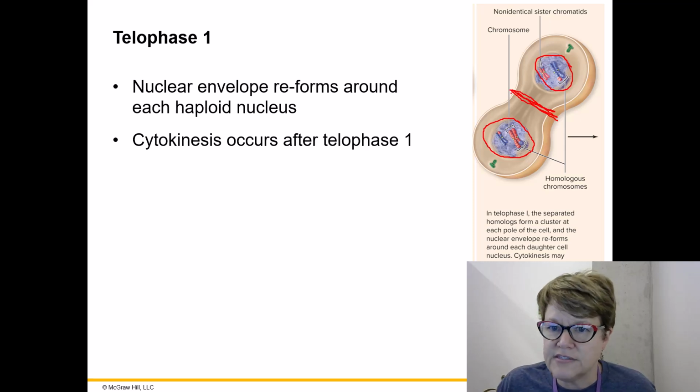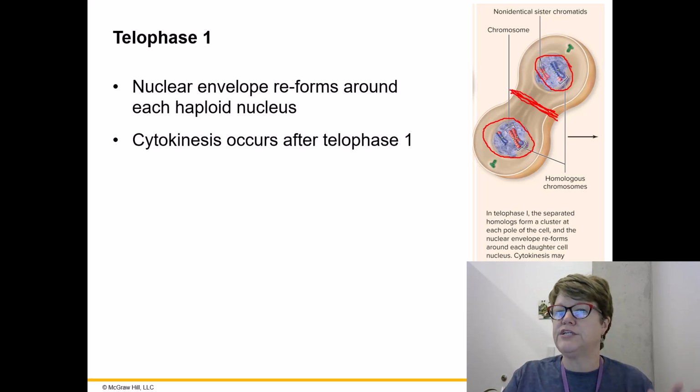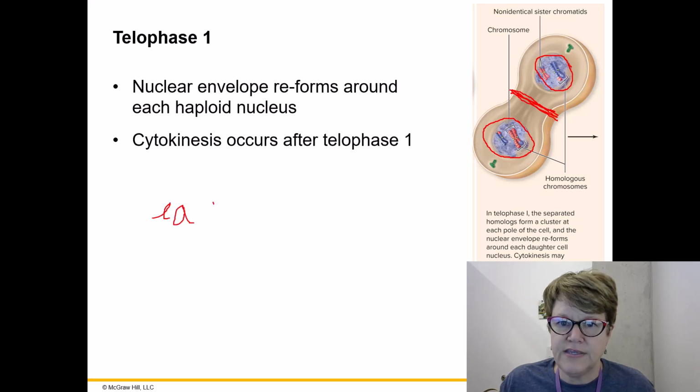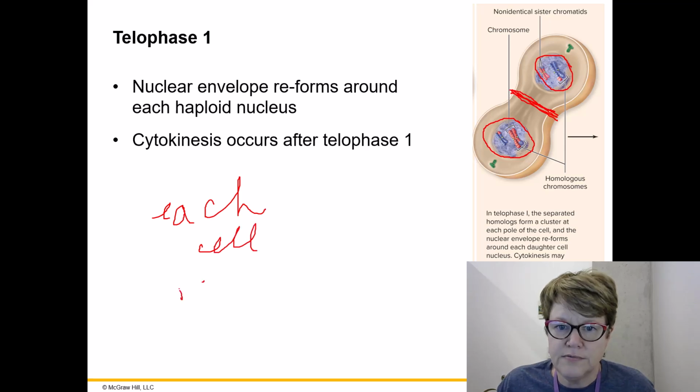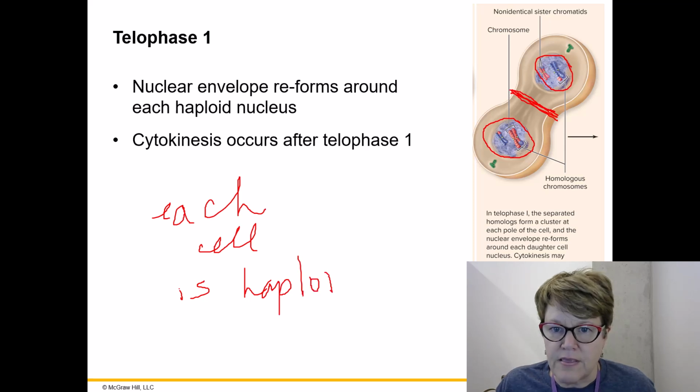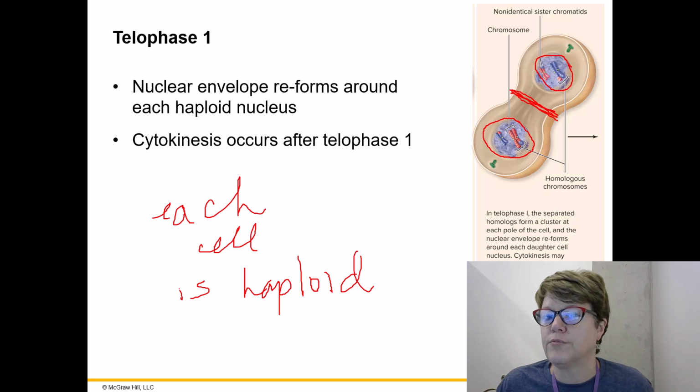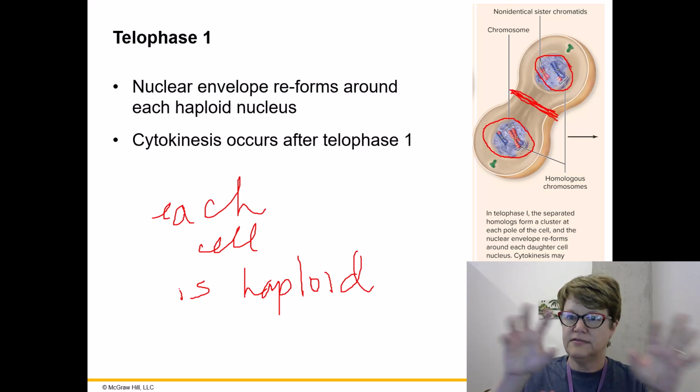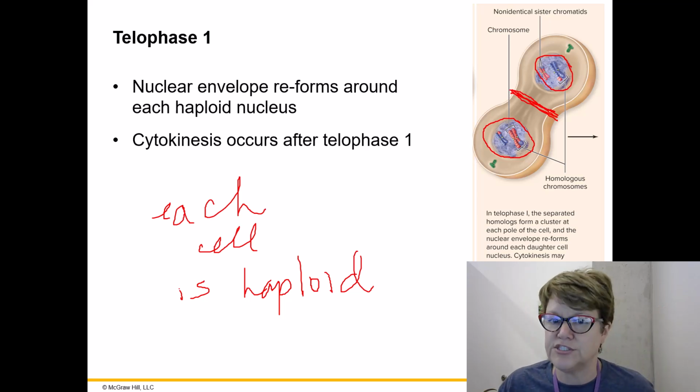Once cytokinesis has finished, you can see that this cell now has 1 long and 1 short chromosome, and this cell has 1 long and 1 short. So one of each type. And so each cell, each product cell at the end of telophase 1 is monoploid, or haploid in our case, same thing. But each cell still has dyad form chromosomes. And that's really what makes it possible for these cells now separately to go through another division.